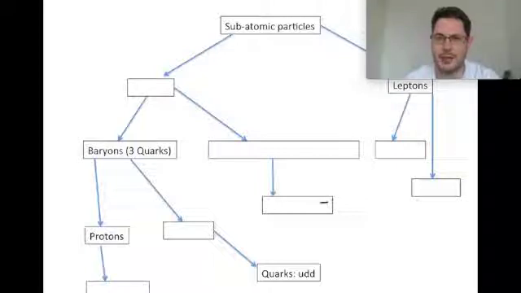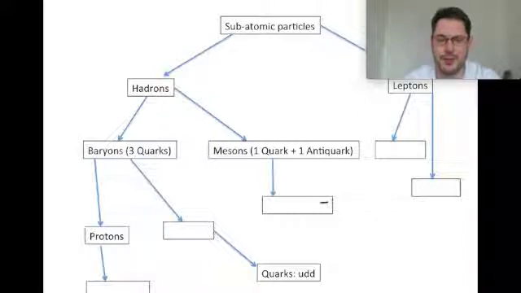Well, we can see that here in the diagram, subatomic particles can be divided into two categories. Leptons over there on the right-hand side, and if we just click, hadrons are on the left-hand side. Hadrons themselves are composed of two categories, baryons on the left and mesons on the right. So baryons, which are composed of 3 quarks, and mesons, which are composed of 1 quark and 1 antiquark. So let's have a look at baryons first.